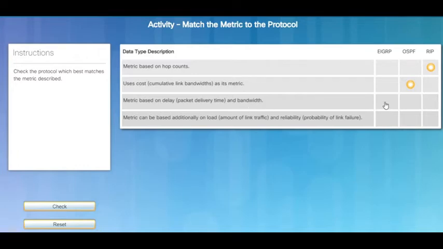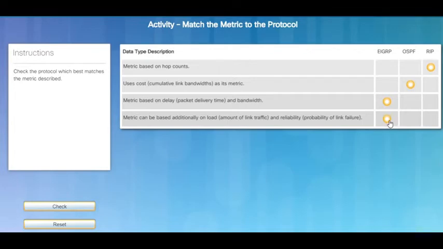Delay and bandwidth. All right, EIGRP. The metric can be based additionally on load and reliability, the probability of link failure based on load. So yeah, let's start off with EIGRP.